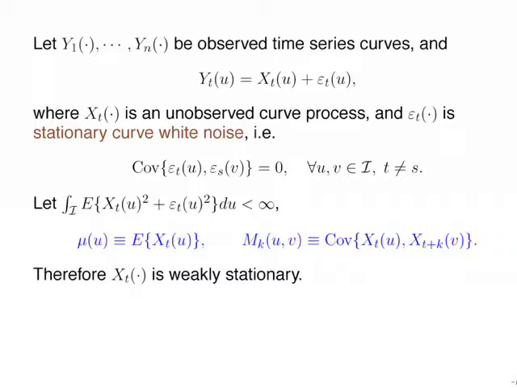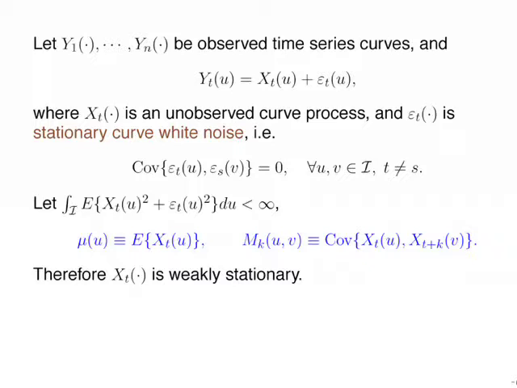Epsilon is a white noise curve in the sense that as long as t and s are different, they are uncorrelated. Okay, this is the condition. But for fixed t, at different positions of the curve, they may correlate. In a sense, if you think of a vector process, we do not require the covariance matrix of the noise to be diagonal. Okay, this is irrelevant.